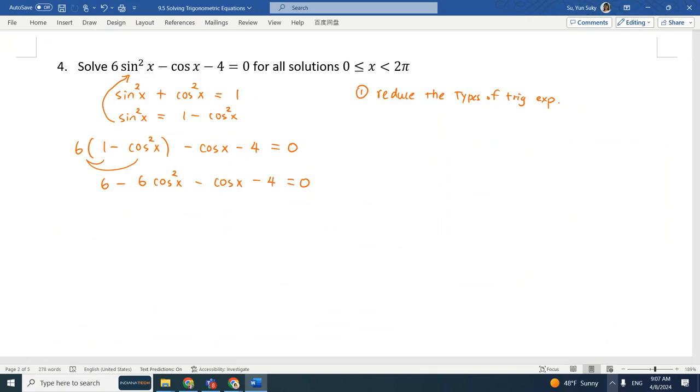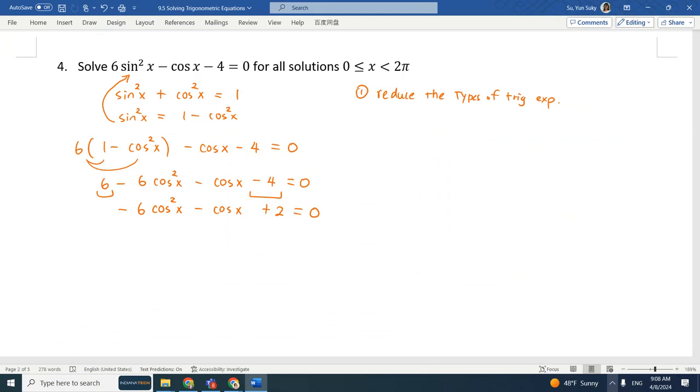So far, so good, everybody? Now we combine the like terms and we order it from the highest power to the lowest power. So we have minus 6 cosine x squared minus cosine x. Okay, what is 6 minus 4? 2. Right, everybody? So this is a quadratic type equation.